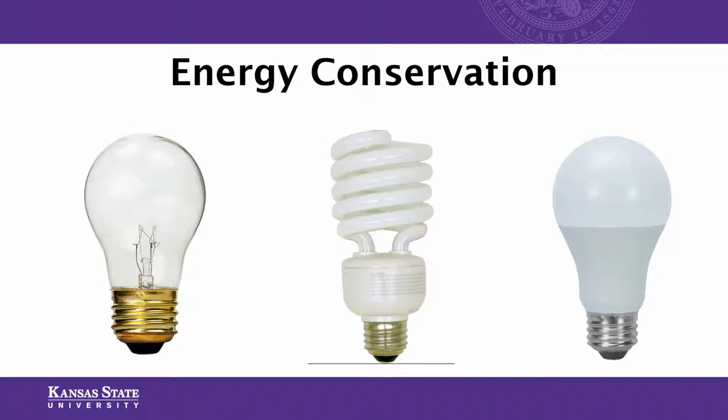So every time we have an advancement in technology related to lighting, we are getting the same product, the same amount of light, for much less energy. That is just one example of how we are using less energy. We're conserving energy through technology primarily.